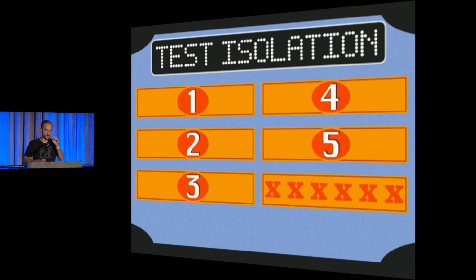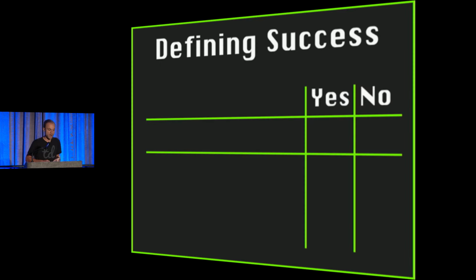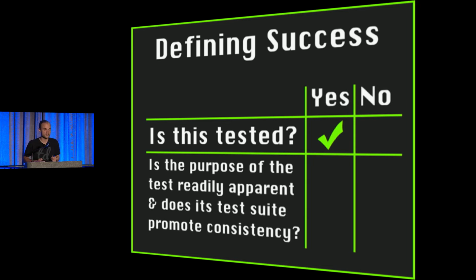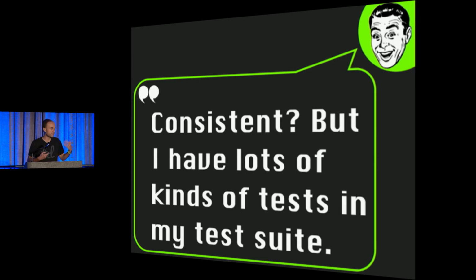The first thing I want to talk about here are unfocused test suites. When most teams try to define success on their teams, they simply ask the Boolean question, is it tested? Yes. And if it is, they feel pretty good about themselves. But I think just as important of a question is, is the purpose of the test readily apparent? Does its test suite provide consistency? And the answer there is almost always no. And this causes some consternation when I raise it, because when I say be consistent, people often say, well, I have a lot of different kinds of tests. I have to test for all sorts of different situations. How can they possibly all be consistent inside of this one test suite? And that's a good point.